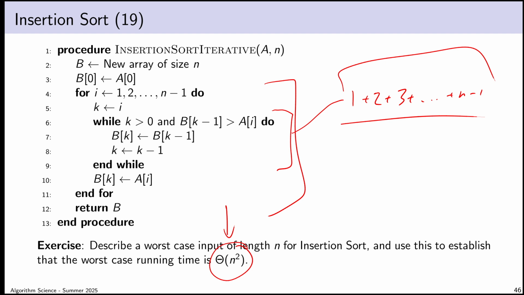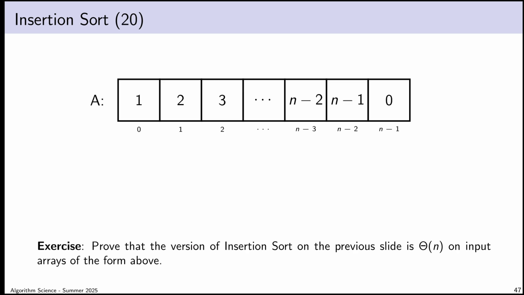But there are cases where it can be much better than that. So for example, on this array, I won't do the exercise because I've already done too many exercises out of the slides today. On this array, it turns out that insertion sort is big theta of n. I will do a related exercise. Consider this array here. Let's do 0, 1, 2, ... n minus 3, n minus 2, n minus 1.